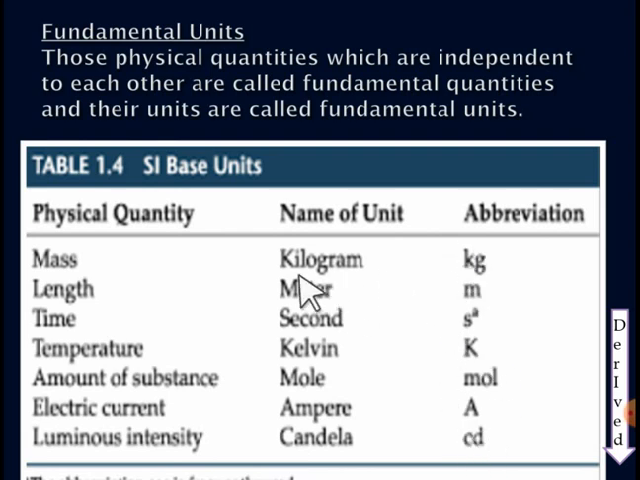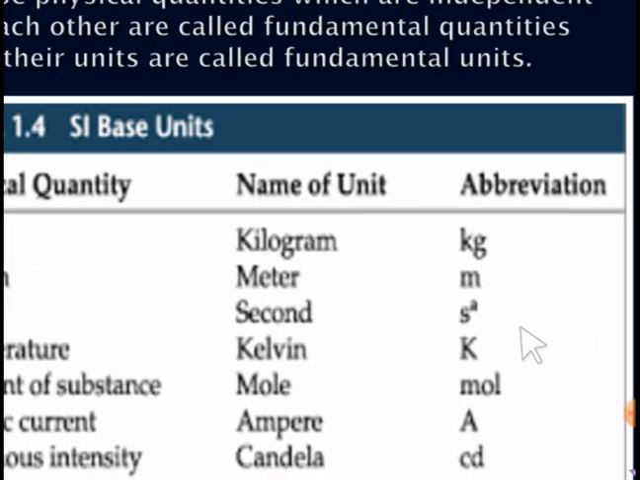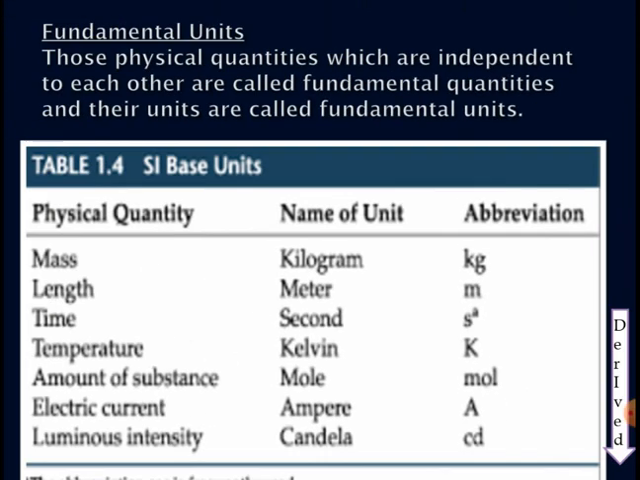For kilogram it will be kg, for meter it will be represented by small m, for second it will be represented by small s. In some books you may find sec for second, but you better write only a single s. There is some square-like structure here, but you should not write that as a square. It should be only s. For Kelvin you have to use capital K. For mole, amount of substance, you have to write only mol. For ampere, capital A, and for candela it will be cd.